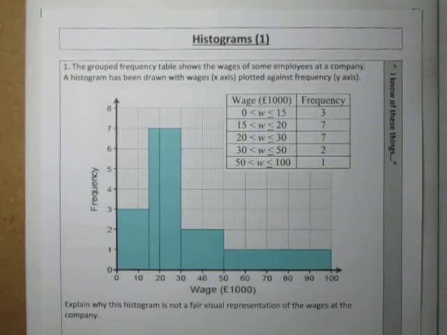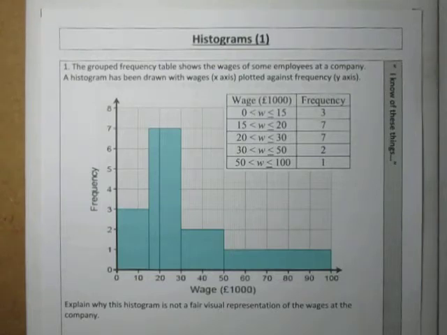Now, the grouped frequency table shows the wages of some employees at a company. A histogram has been drawn with wages on the x-axis plotted against frequency on the y-axis. Explain why this histogram is not a fair visual representation of the wages at the company.